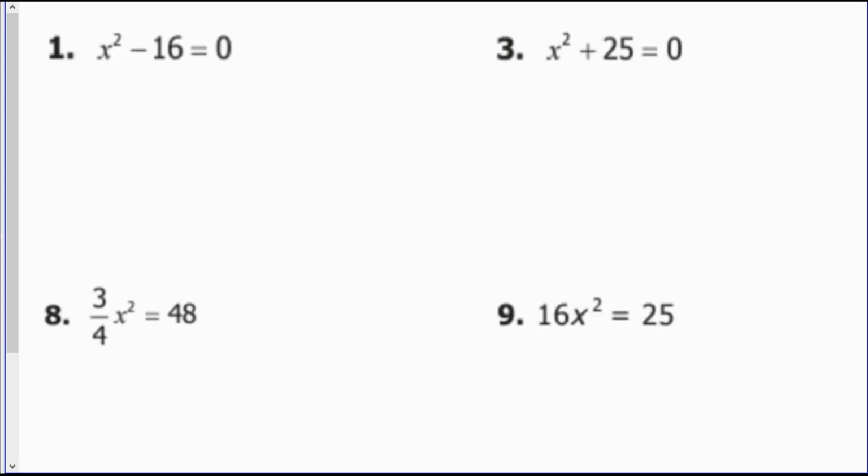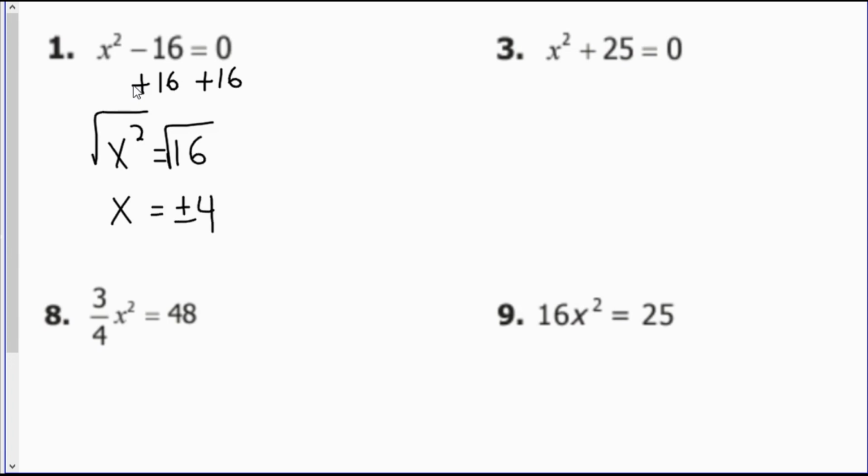Looking at a few more examples, we'll look at number 1, number 3, number 8, and number 9. Looking at number 1, I have x squared minus 16 equals 0. So again, I want to isolate my variable. I'm going to get rid of my negative 16 by adding it. So x squared will equal 16. Now I will do my square root. If I take the square root of both sides, I will get plus or minus 4. So x is equal to plus or minus 4.